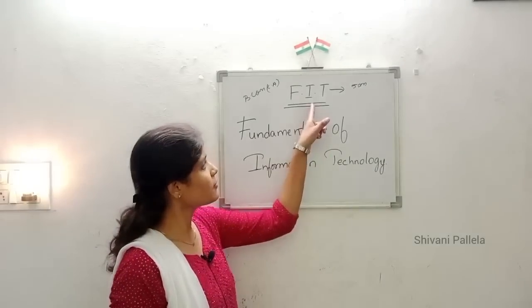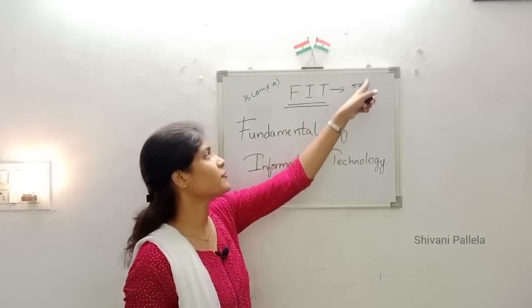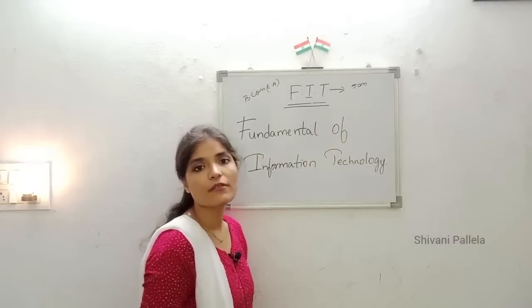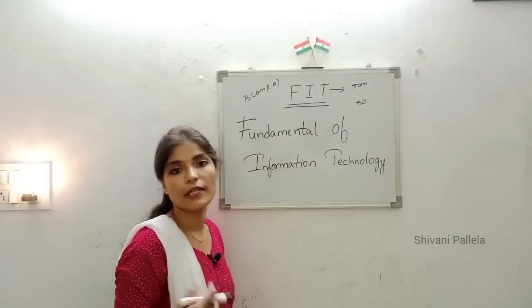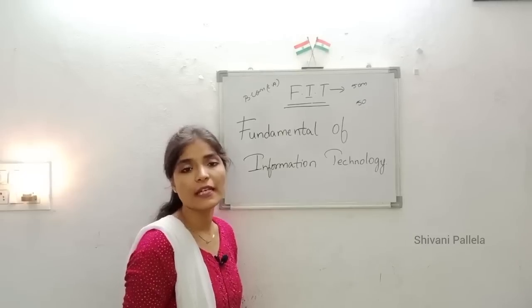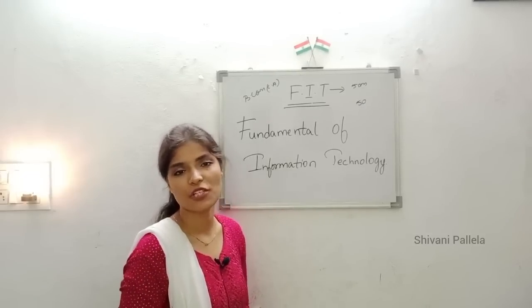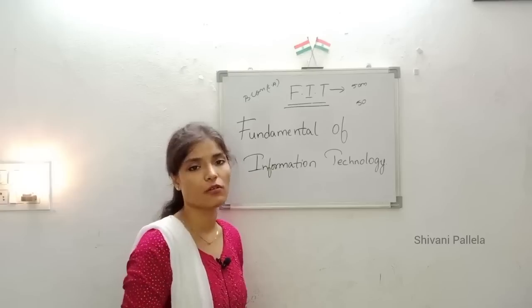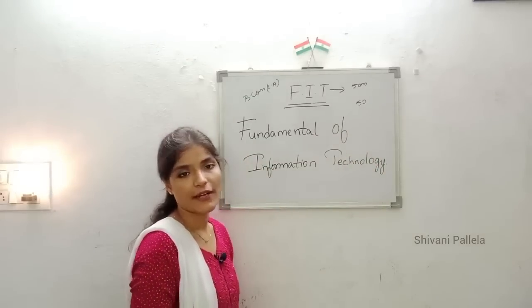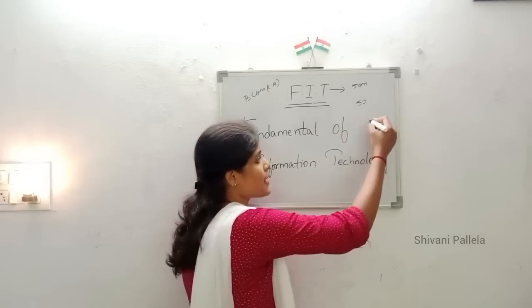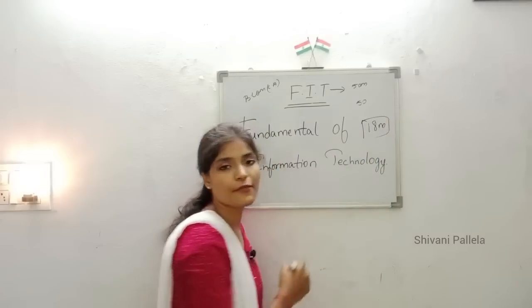So you have 50 marks in the FIT subject. You are going to write a 50 marks question paper in the final examination, and another 50 marks will be allotted by your college faculty by conducting practicals, record writing, and internal examination. 50 marks will be given from your college, and another 50 marks you write in the final examination. Passing marks is 18 marks for 50 marks.